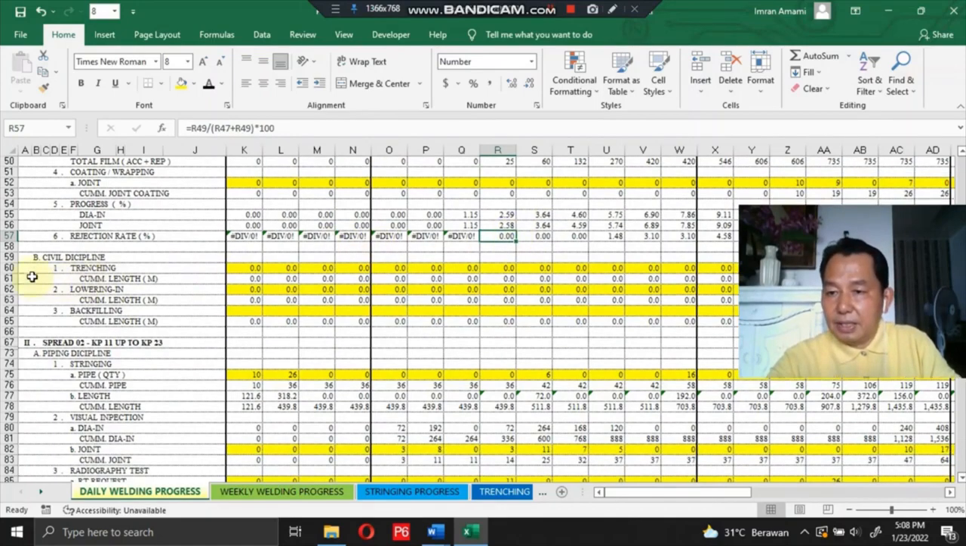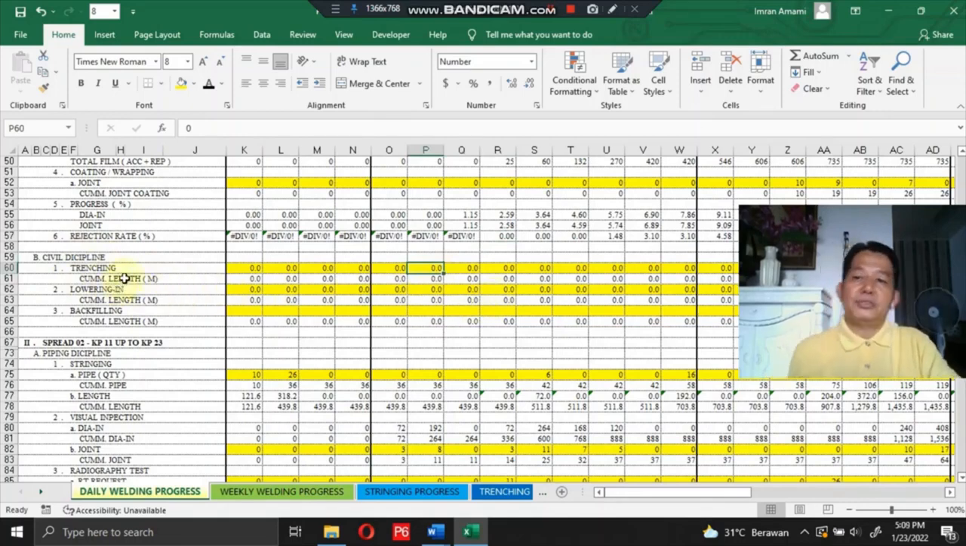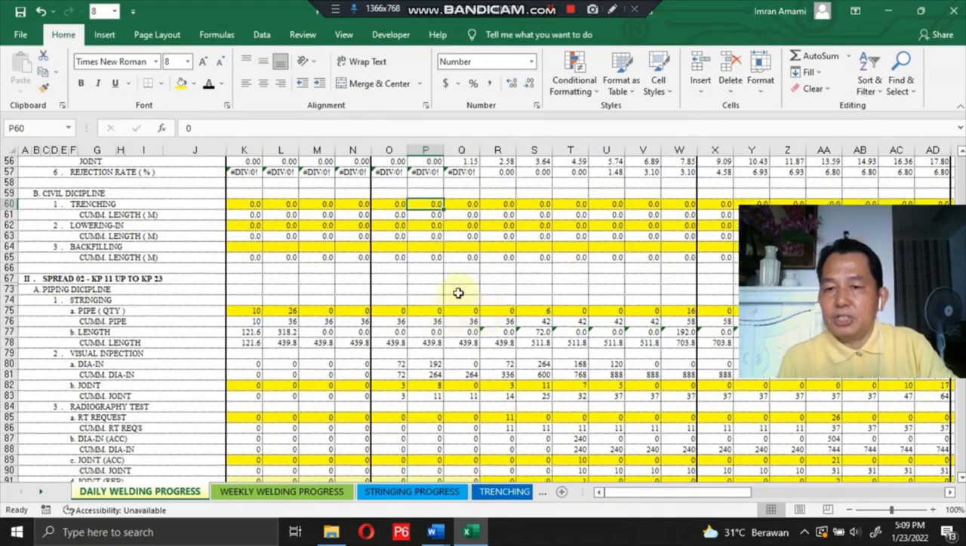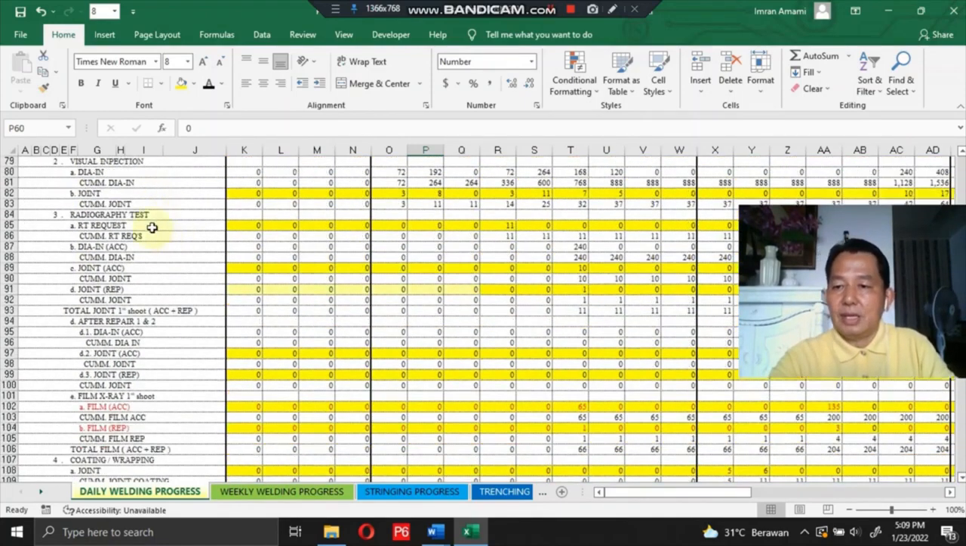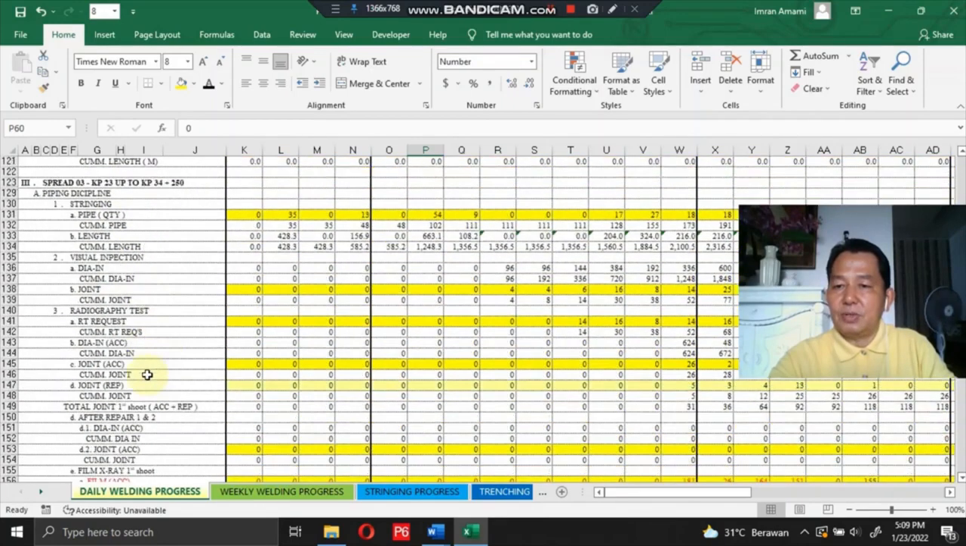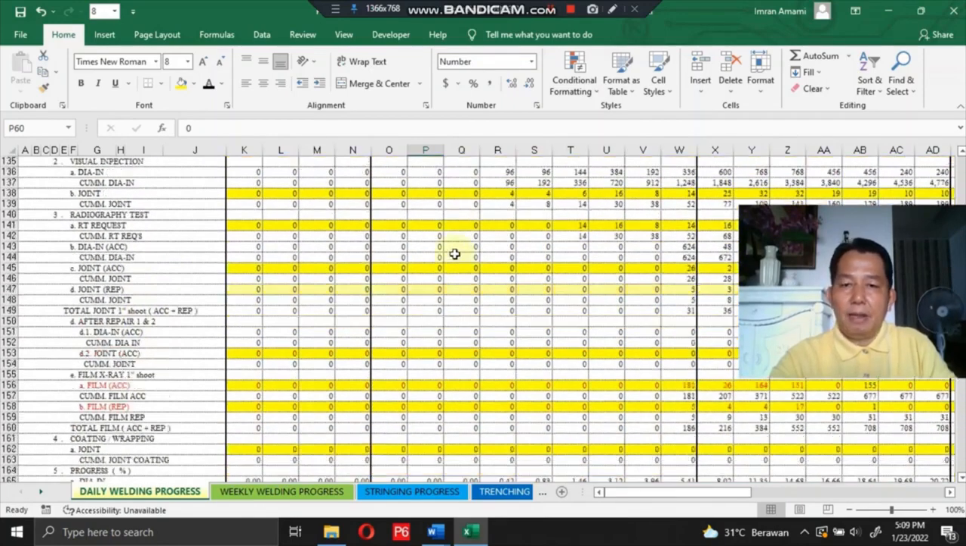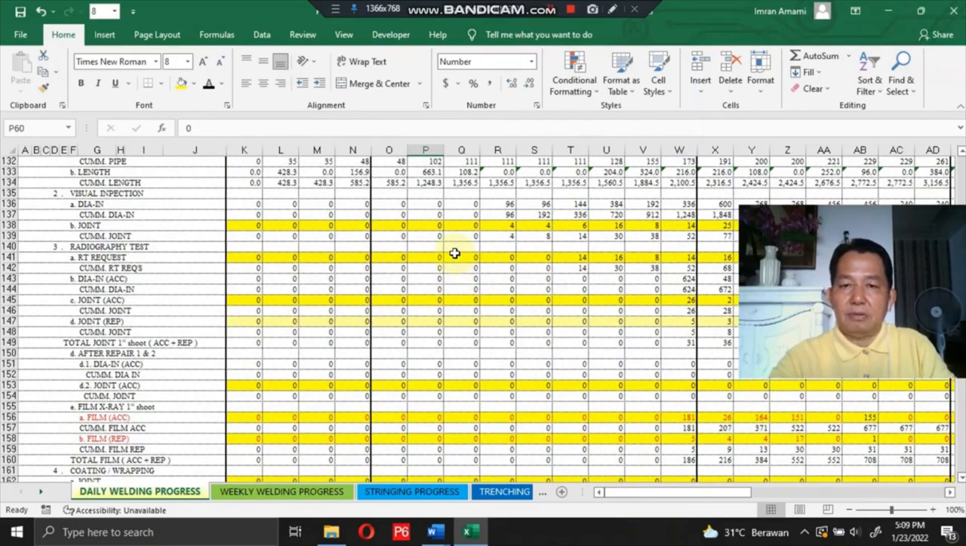Okay. So any civil discipline. This is stringing, yes, stringing progress. Cumulative length. Stringing progress is all mentioned in meters. Any lowering-in progress, any backfilling progress here. This is the same for the other sprint. This is for sprint 2, and for sprint 3 also, we check it by tracing the formula inside.